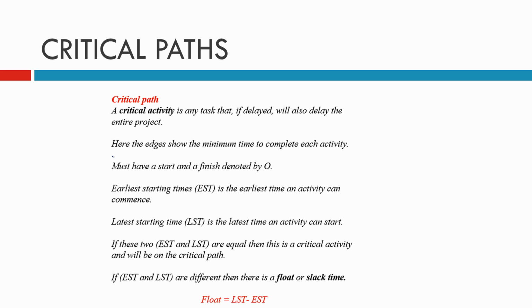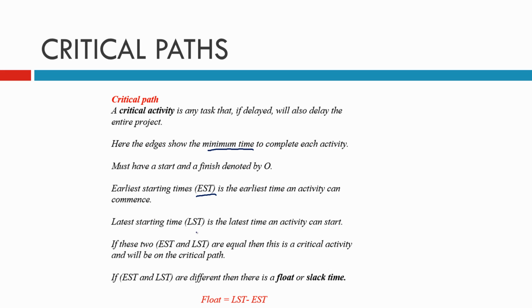So here the edges show the minimum time to complete each activity. It could be in anything: days, minutes, seconds, weeks. It doesn't matter, but it's in a time frame. We must have a start and a finish, which we denote by a 0 there, and you'll see it as we're doing the diagram. We've got an earliest starting time, which we say as EST, that's the earliest time an activity can commence.